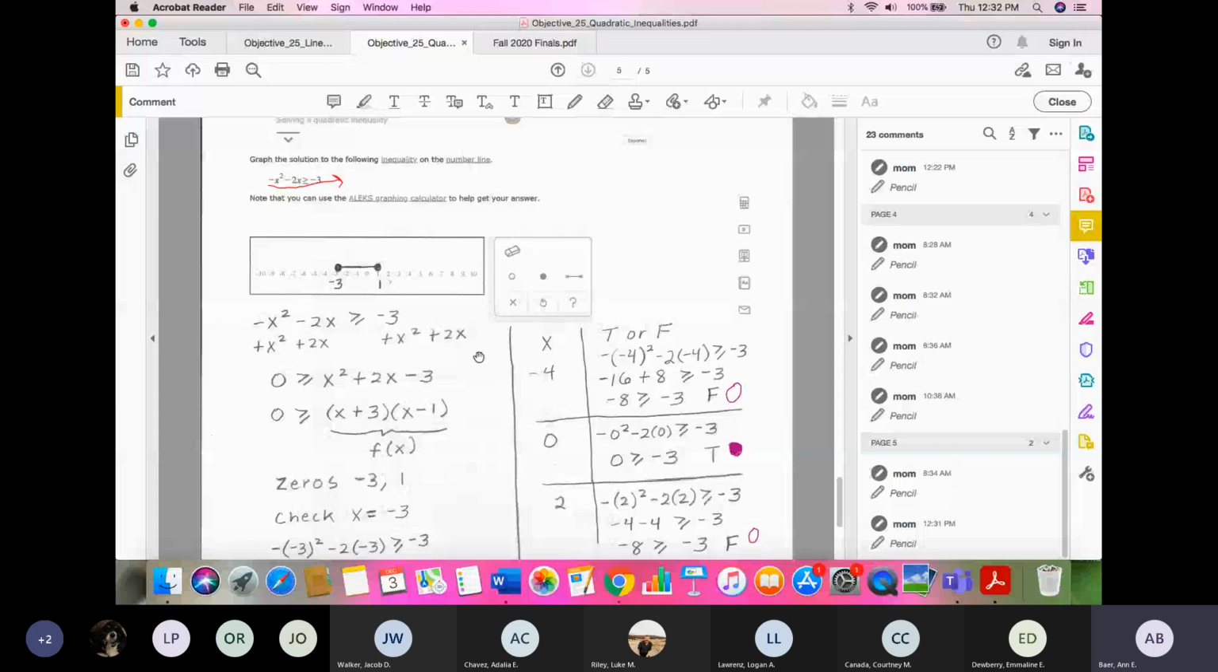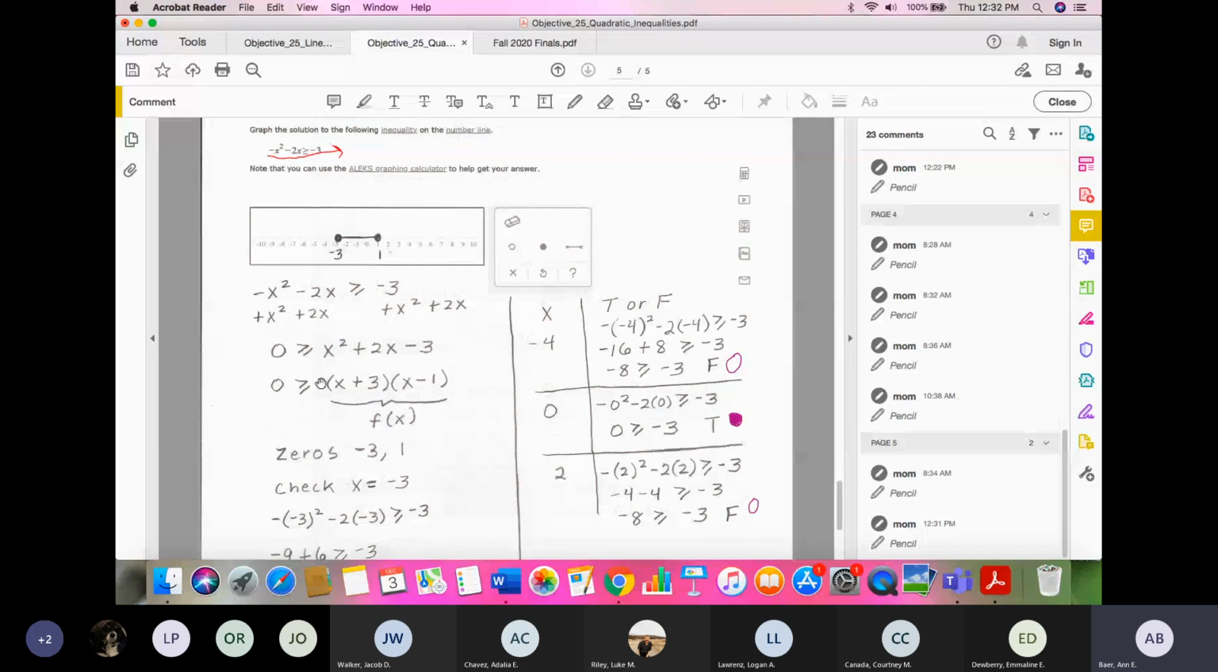So let's write in descending power order, but first, negative x squared plus x squared is 0. Negative 2x plus 2x is 0. 0 plus 0 is still 0. Greater than or equal to x squared, we want to write in descending power order, plus 2x minus 3. So now we have 0 on one side by itself, and the leading coefficient is an understood 1, which is positive.